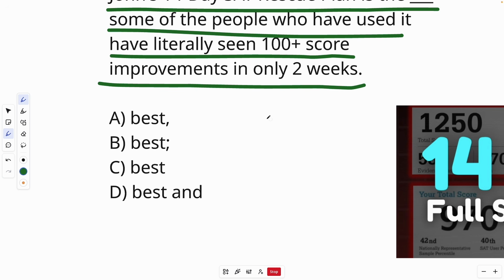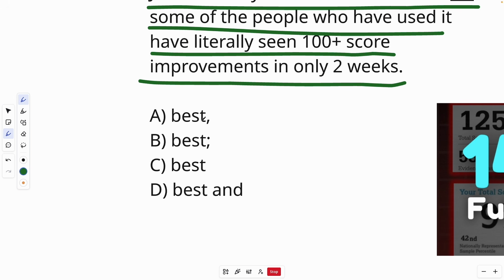Which one of these choices can be used to separate 2 independent clauses? Well, this one only has a comma, so that definitely won't work. This has a semicolon, so that does work. This has nothing, so that doesn't work. And this has "and," but it doesn't have a comma before it. For that reason, it does not work. If you only have "and," that's not enough to separate 2 independent clauses.